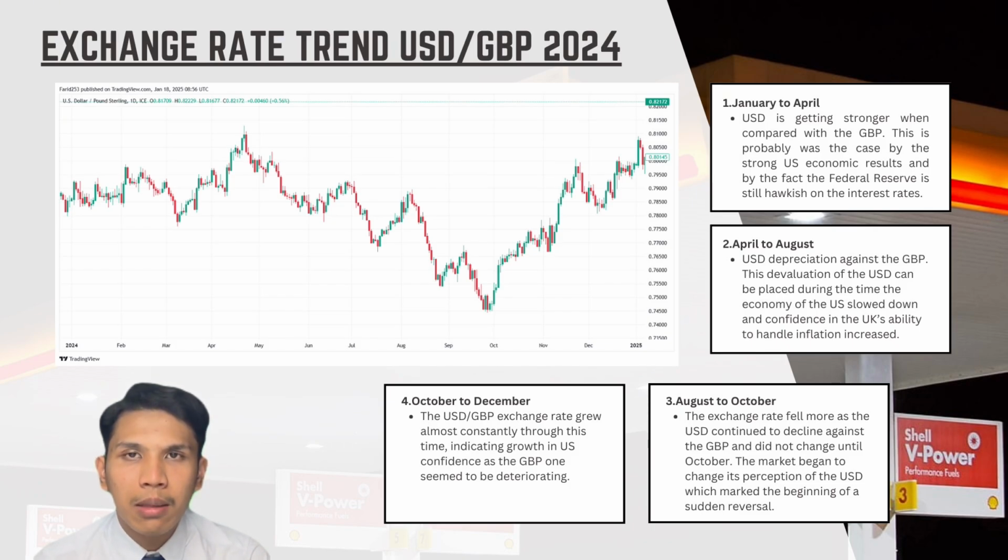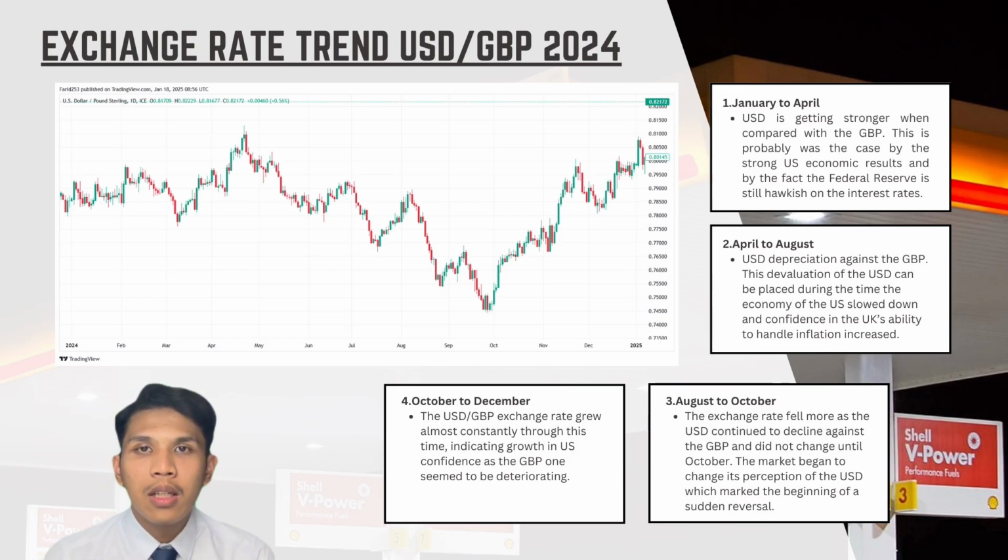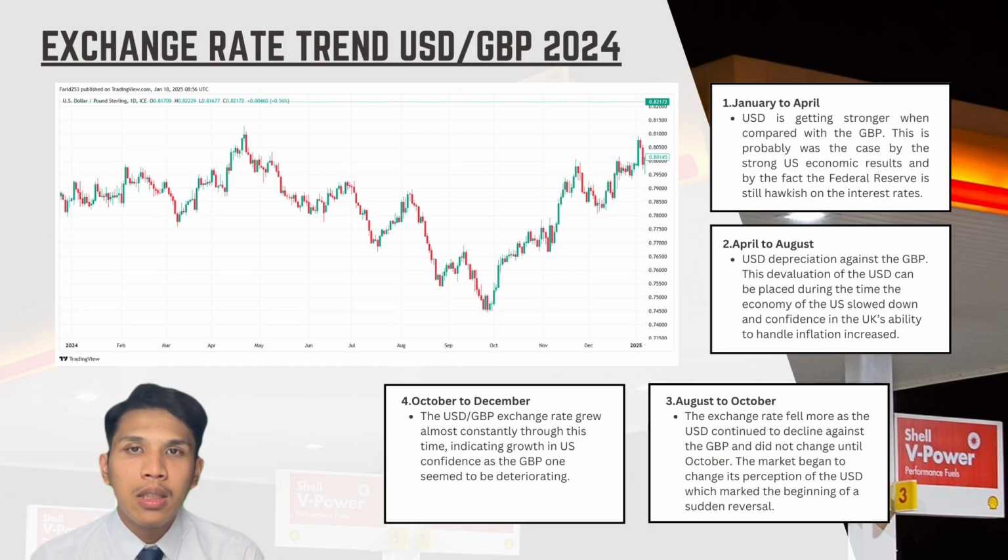At this period of time, the US managed to achieve strong result in the labor market and contain lower inflation, which in turn increased the dollar's attractiveness. In turn, the Bank of England was blamed for being too hesitant to tighten policy appropriately to inflation in the UK. Next, the period from April to August saw the USD depreciation against the GBP. This devaluation of the USD can be placed during the time the economy of the US slowed down and confidence in the UK's ability to handle inflation increased.